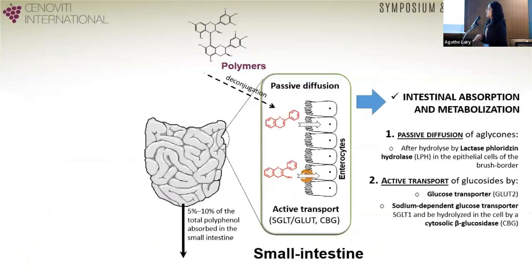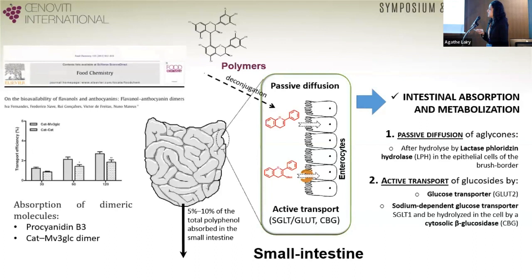After the stomach, we get to the intestine, and we know that about 5 to 10% of the total phenolics ingested are absorbed in this compartment. We can have conjugation here because we already have some microbiota present, and we can also have the removal of glucose in the species that have glucose in their structure. We can have two types of mechanism of absorption in the intestine: passive diffusion or active transport involving SGLT1 or GLUT2 transporters. The fraction that is not absorbed here in the intestine will continue that journey. Just to highlight that although normally monomeric structures are absorbed, we have also already proved that dimeric structures like procyanidin B3 and also chimeric structures like catechin-malvidin dimers are also possible to be absorbed in the intestine.